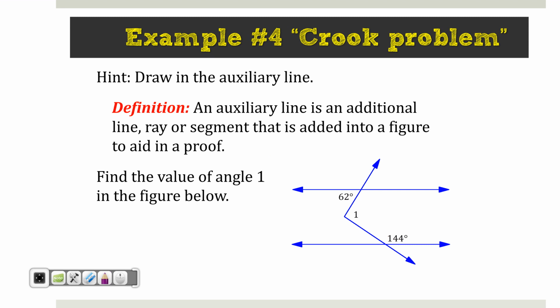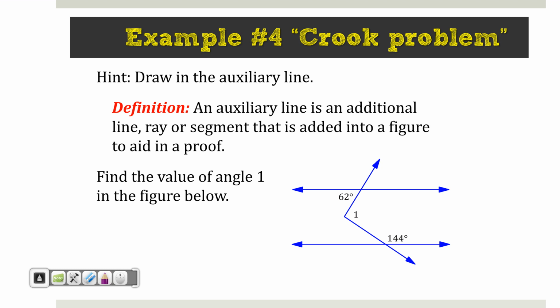Okay. New type of problem. This is what's called the crook problem. They pop up frequently. To solve this problem, we're going to introduce something called an auxiliary line. The auxiliary line is a line that we draw in that allows us to solve the problem. And it looks something like this.